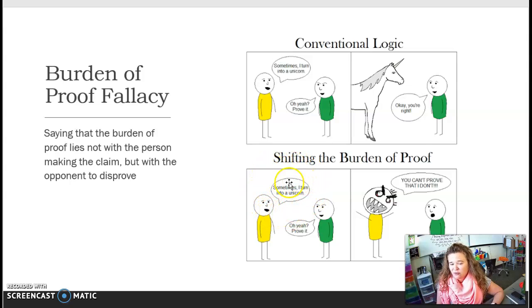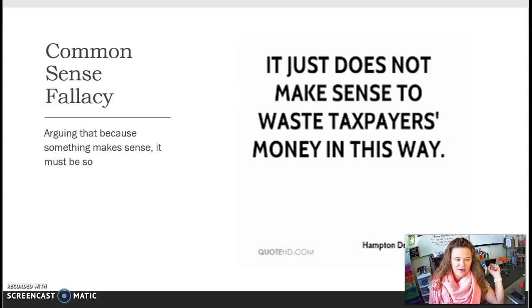Down here, we have shifting the burden of proof. The guy in the yellow says, sometimes I turn into a unicorn. The guy in the green says, oh yeah, prove it. And then the guy in the yellow says, you can't prove that I don't. That's shifting the burden of proof. The burden of proof should be on the guy in the yellow because he said he could turn into a unicorn. But the guy in the yellow shifts it to the guy in the green. That's shifting the burden of proof. Pause this video and write your own example.